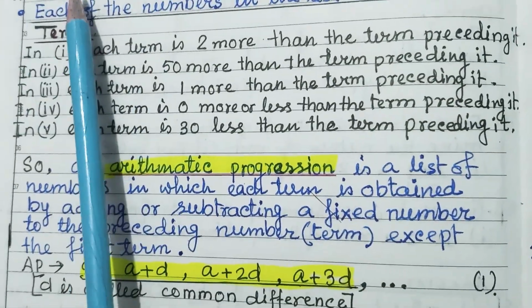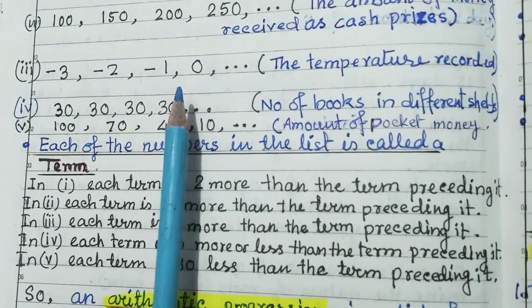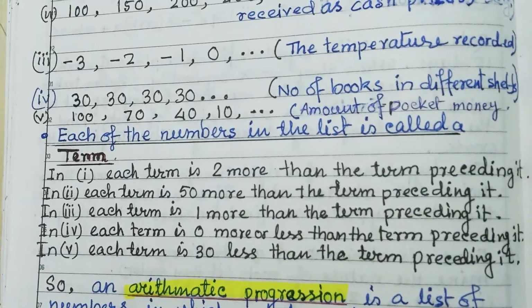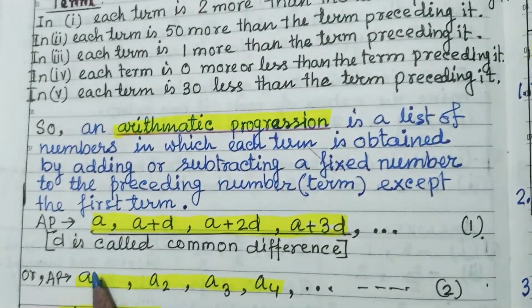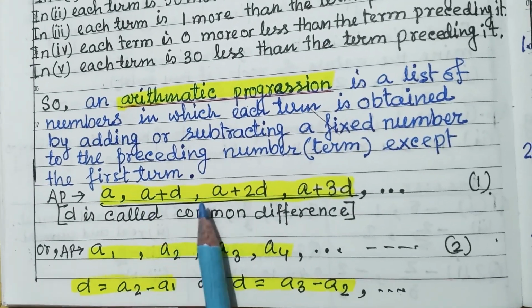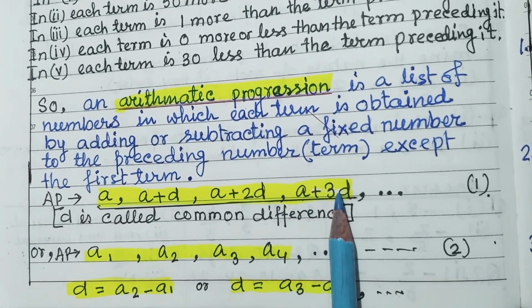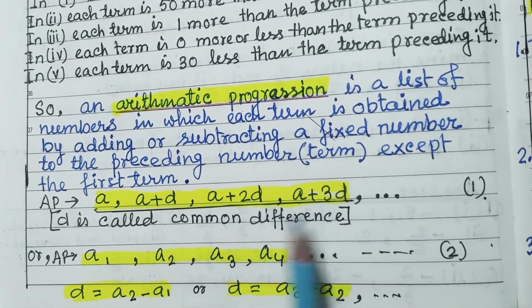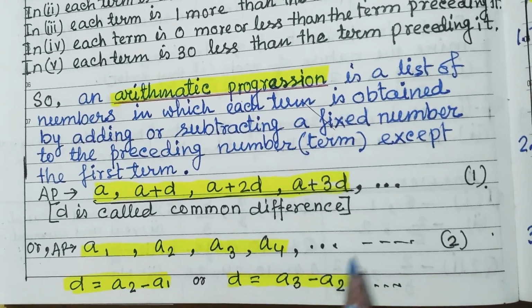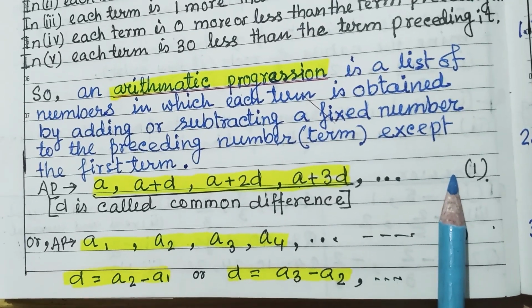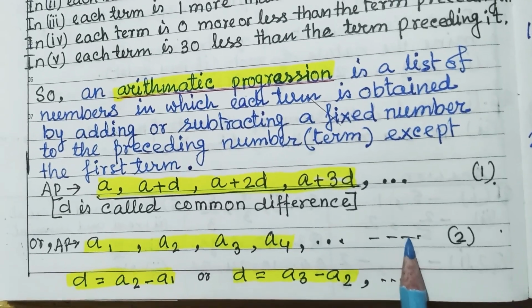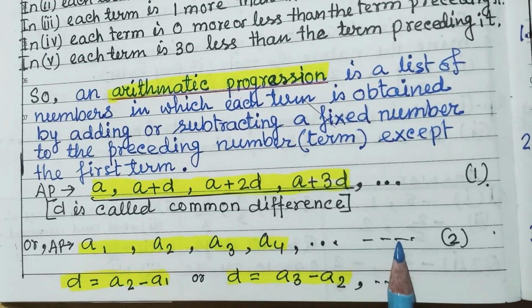So these numbers should follow a pattern or rule. This is the arithmetic progression. Now the general form of an arithmetic progression is: A is the first term, next is A plus D, next is A plus 2D, next is A plus 3D, in this way. Or you can write the general terms as A1, A2, A3, A4 and so on. As there is no end of numbers, it is called an infinite AP. And if the last term is given, that is called a finite AP, arithmetic progression.